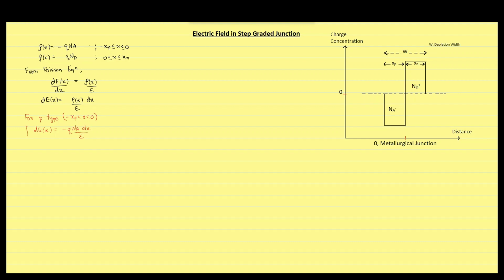Integrating the equation, we will get electric field to be equal to, here C1 is a constant of integration. We know that the electric field is 0 outside the depletion region. Therefore, we can find the value of constant of integration C1 by putting the value of electric field equal to 0 at the boundary of the p-type region. And by doing so, we will get the value of C1 to be equal to, therefore, the net electric field equation will come out like this.